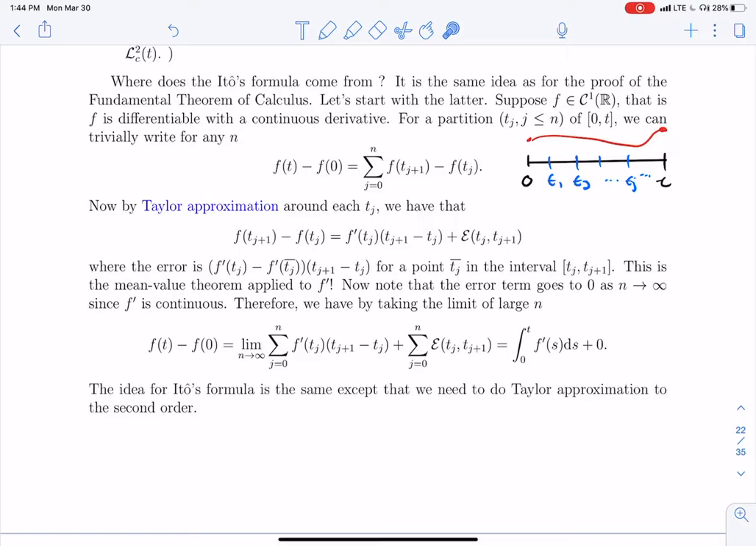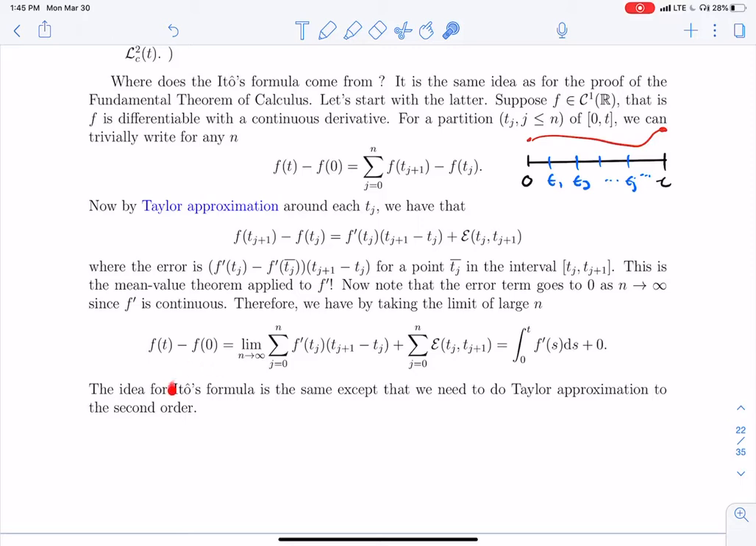And what happens with the error? Well, when I take the limit as t_j gets really close to t_{j+1}, this term converges to 0. So it's as if I get the integral of something which goes to 0, so this doesn't matter. Again, the idea is telescopic sum, Taylor's approximation, and controlling the error.